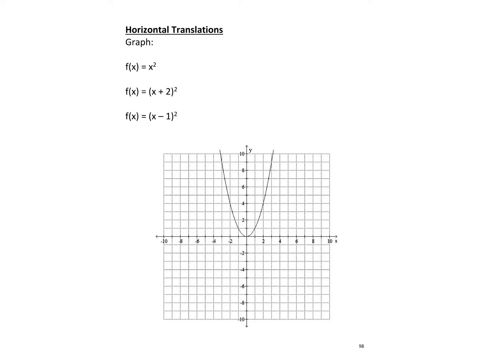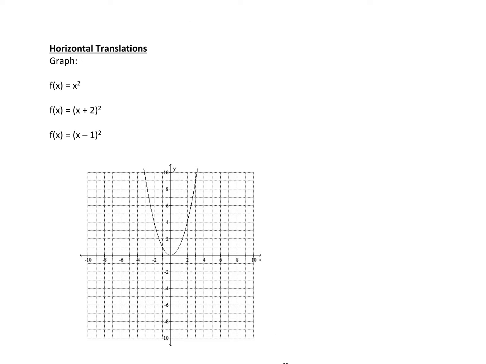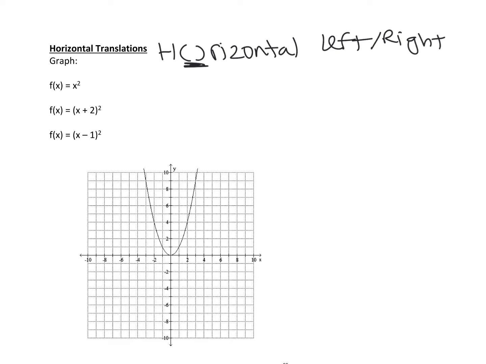Let's try the horizontal translations. Okay, now these are crazy, and what I like to do is write the word horizontal with a parentheses, because when you have parentheses, that means the graph is going to move left or right. So horizontal itself is talking about left and right. You'll know it's a horizontal translation when you see parentheses.